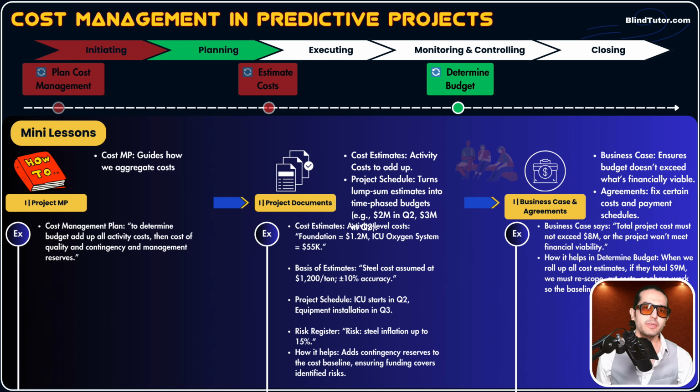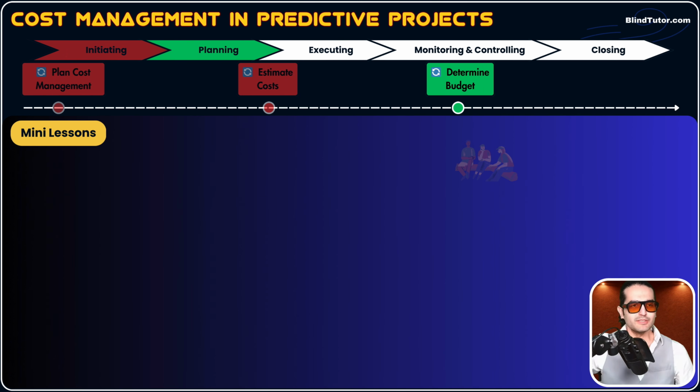Awesome. Let's continue our mini lessons with tools and techniques of this process. Let's get it done, guys. All right. Let's continue our mini lessons with tools and techniques of the determine budget process. The first one is cost aggregation.